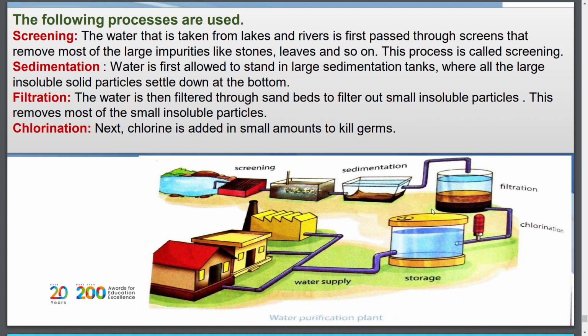Only a tiny bit is added for this huge amount of water, because if you add too much, you might get sick from too much chlorine. So it gets chlorine there, and it gets stored here. Then after that, the water supply will happen. These are the houses.